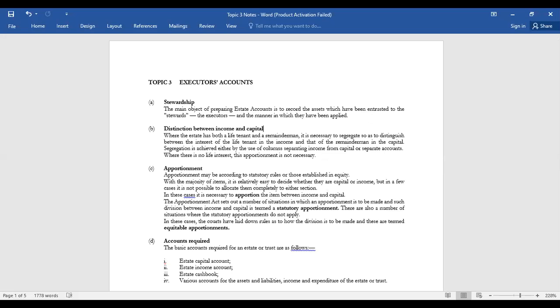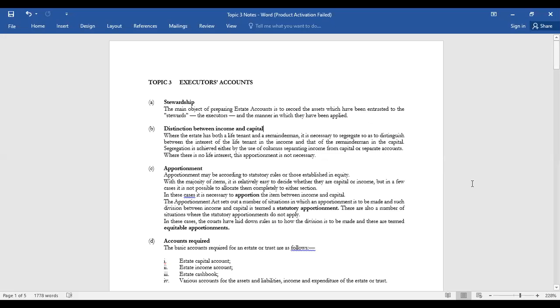Can you see my screen? Confirm you are seeing my screen. Somebody to confirm. Yes. So we are aware? Yeah.